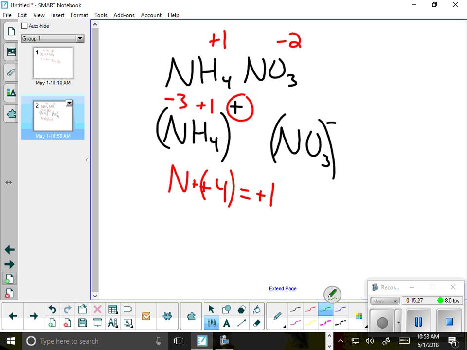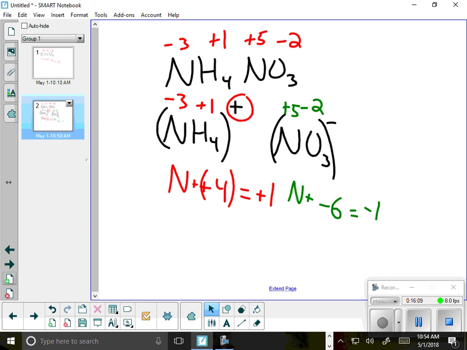Let's look at the NO3. We already knew oxygen was a minus 2. Minus 2 times 3 gives us a total of negative 6 for the 3 oxygens. So nitrogen plus that negative 6 should equal the charge of the ion, which is a minus 1. What must be the oxidation number for nitrogen then? Plus 5. So our first goal of the day is to identify oxidation numbers.